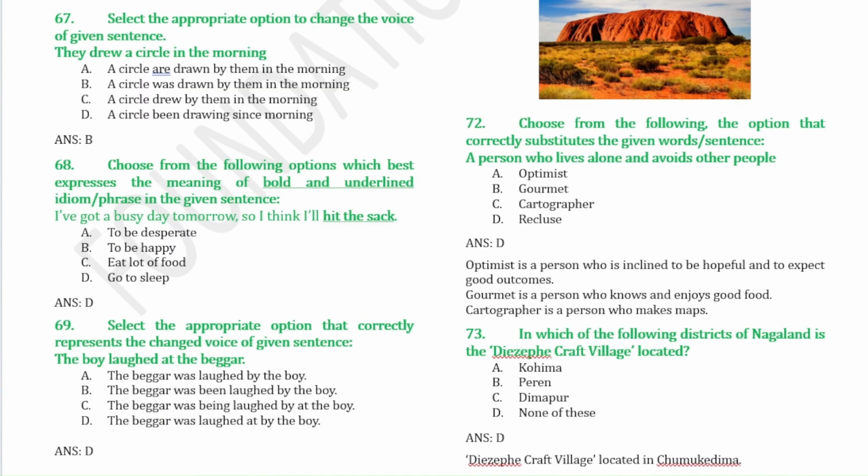Question number 67, select the appropriate option. So you have to change the voice. For question number 67, "They drew a circle in the morning." So, "A circle was drawn by them in the morning," option number B.